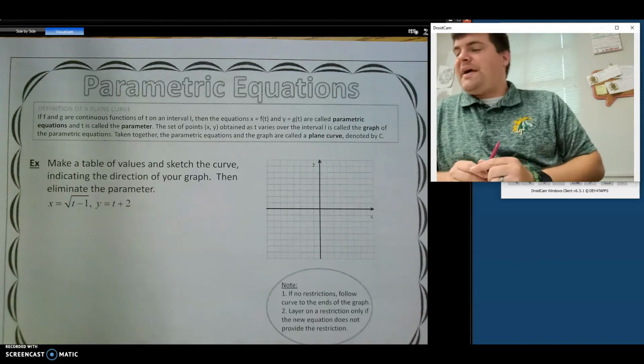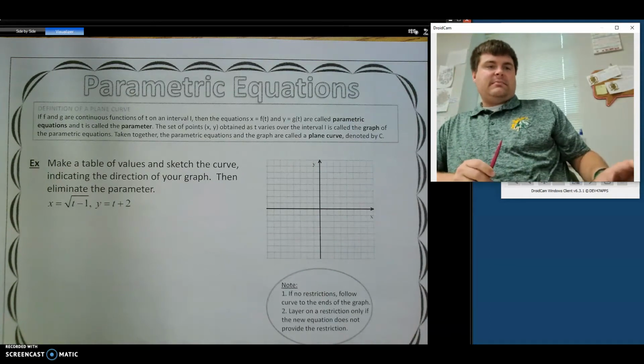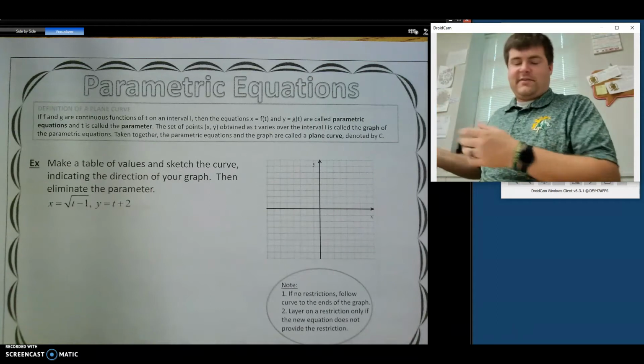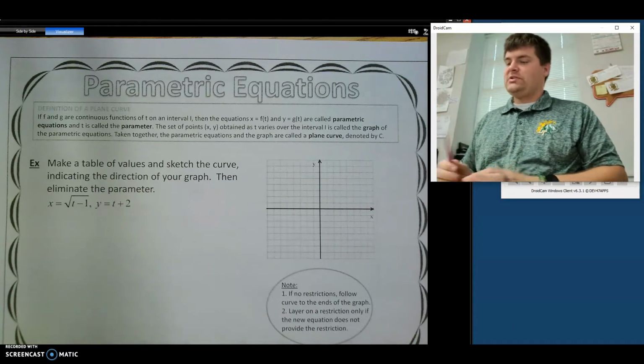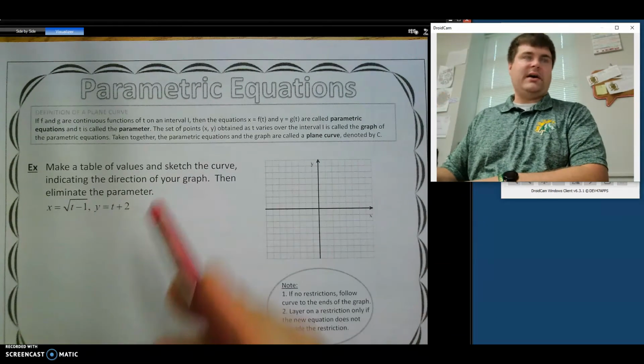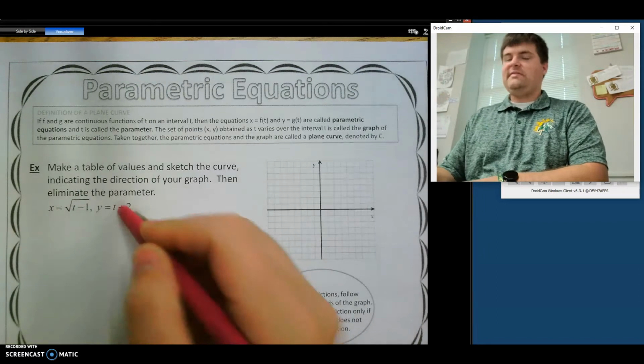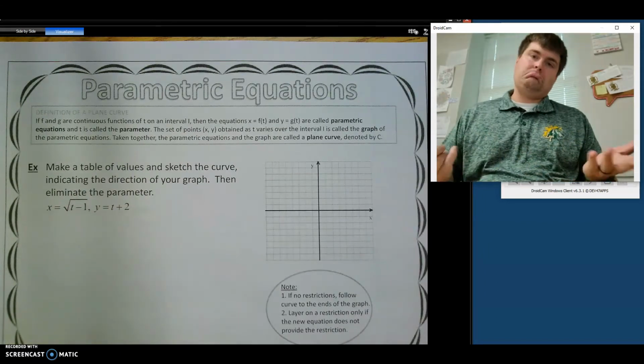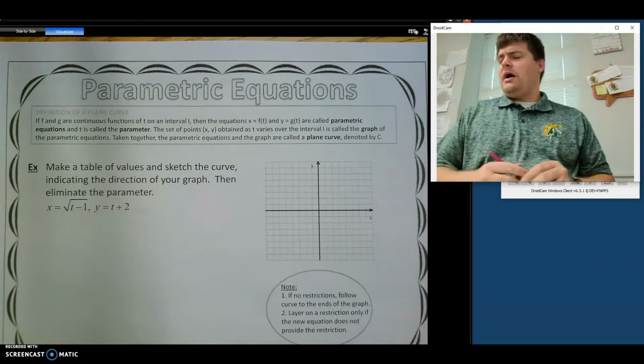Okay, we're going to start talking about parametric equations. It's a different way of graphing equations, essentially. So parametric equations are when you have an x equals and a y equals, and then both of them have a t value, which represents time, I guess, in theory.